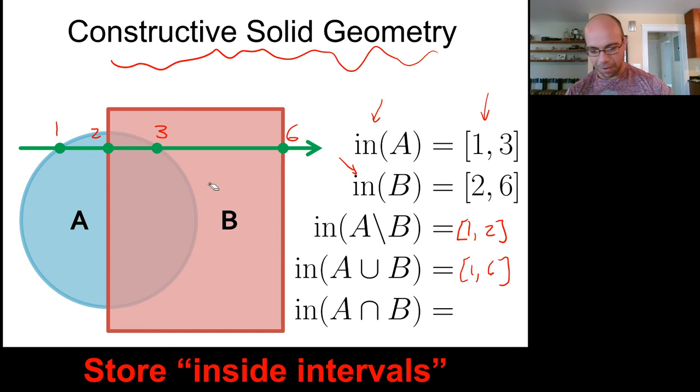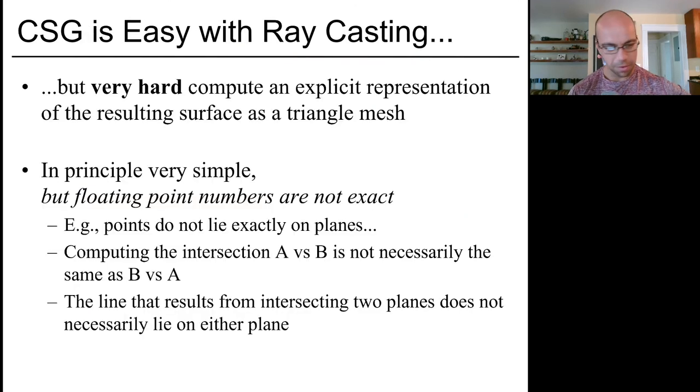And then finally, if I want the intersection, well, I can take these two intervals and intersect them, and I'll get just the interval 2, 3, which corresponds to this piece here.